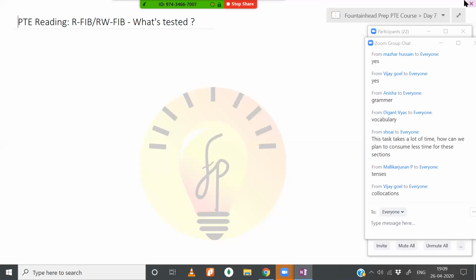Right. So all of you are correct. So grammar is tested, vocabulary is tested, tenses, collocations, yes, correct. And Shoaib, this task takes a lot of time, so that is also correct. And because this question type carries a lot of weightage, you have to invest a lot of your time in answering these questions, and it's very, very important.